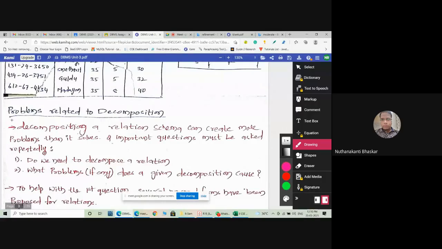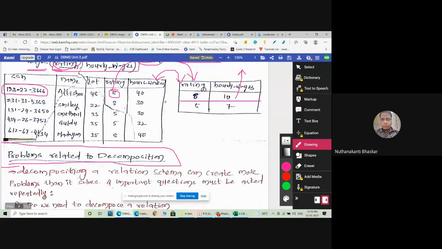Problems related to decomposition. Here I decomposed because of the redundancy. I applied schema refinement. Schema refinement is told to decompose the relation. Here I identified functional dependency in the relation and I decomposed my relation and I reduced my redundancy. Okay, good. Up to this, good.